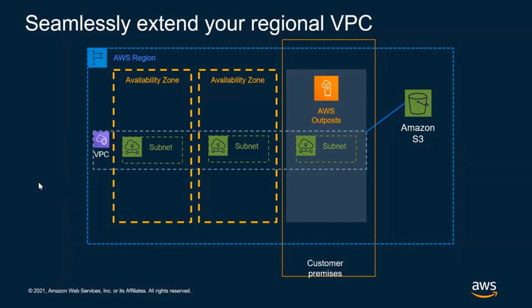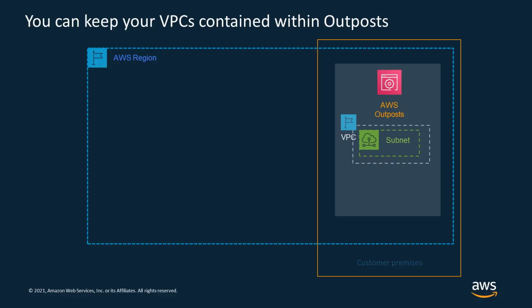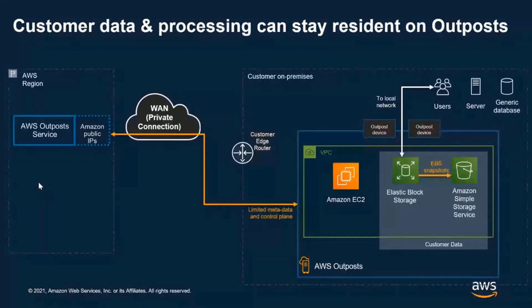But on the same token, if you are deploying for data residency use cases, you can keep VPCs contained within your Outpost so that data can't flow over the VPC between an AWS region and Outpost. And you don't have to worry about customer data exfiltrating back to the AWS region. So really, both models are equally appropriate. But for the purposes of this webcast, this is obviously the configuration that we want to drive.